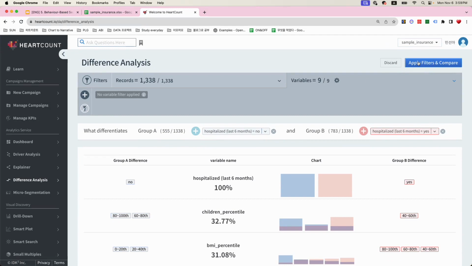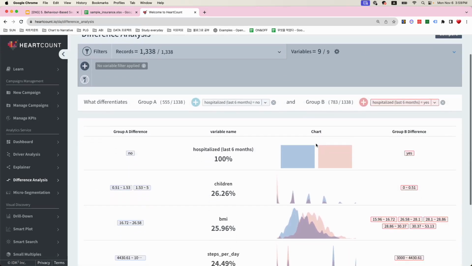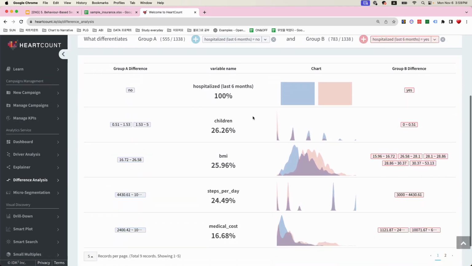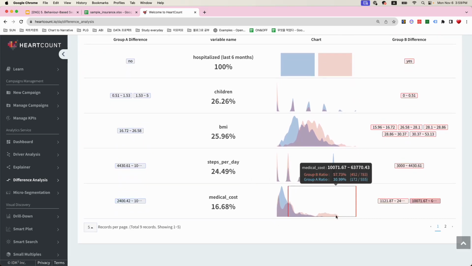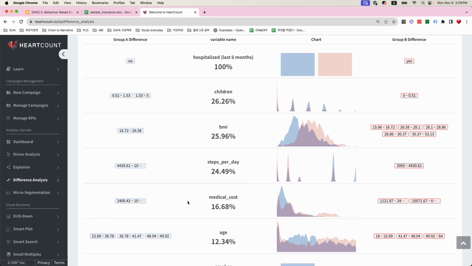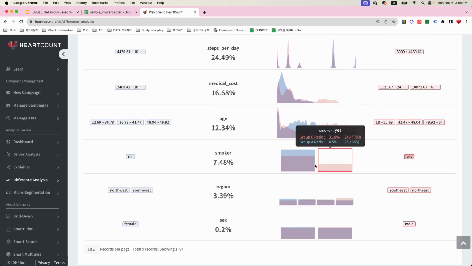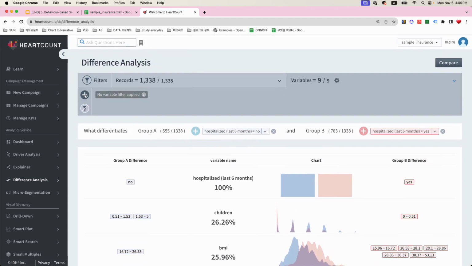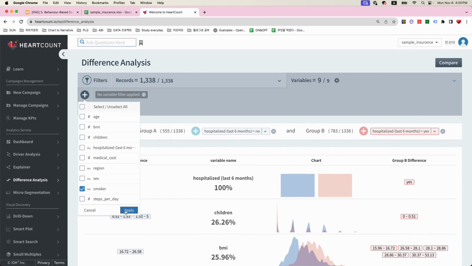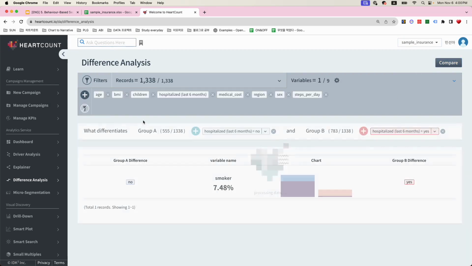And similarly, the distribution of, I'm going to eliminate derived variables, then try it again. Okay, that's better. And now let's see that the distribution of medical cost also skews higher, and we can observe this trend for smoking status here as well. So to simplify, let's only consider smoking status and get rid of the others, and then apply.